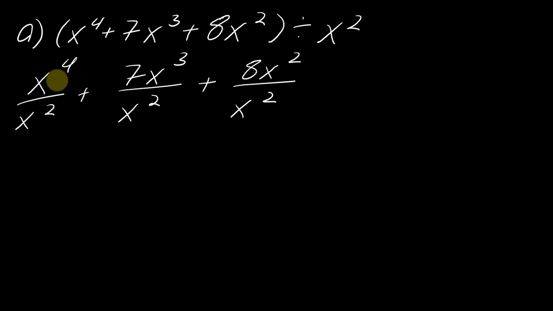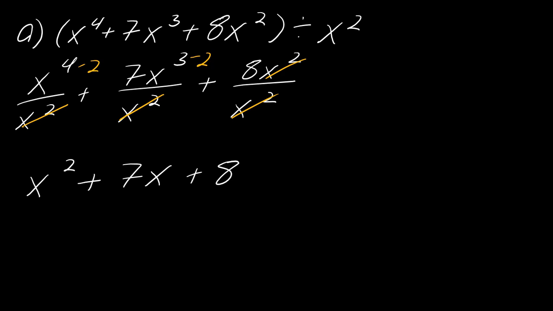So specifically, like for x to the 4th over x squared, what am I going to do for that? I am just going to subtract 2 from the exponent. So this is going to be x squared. And then same thing here. So here I can subtract 2 from the exponent, so this will be 7x. And then in this case, the x squareds will drop out so that I'm just left with plus 8.